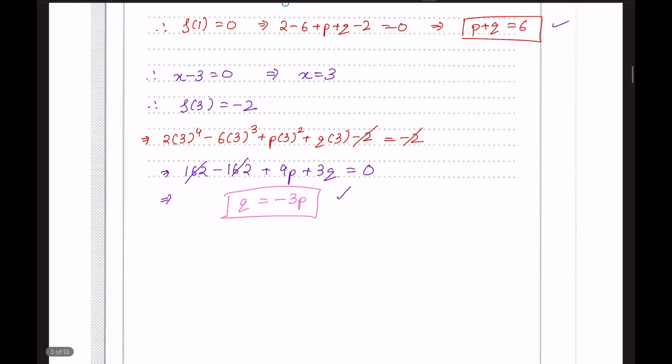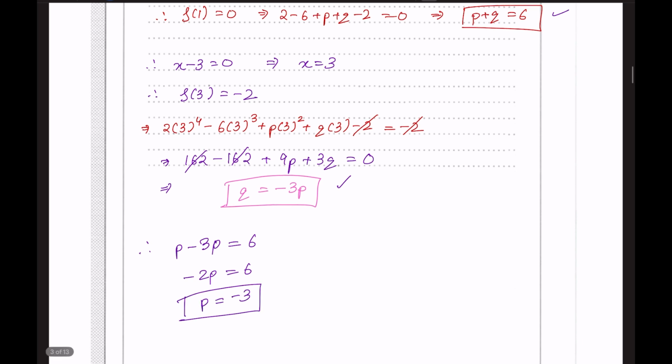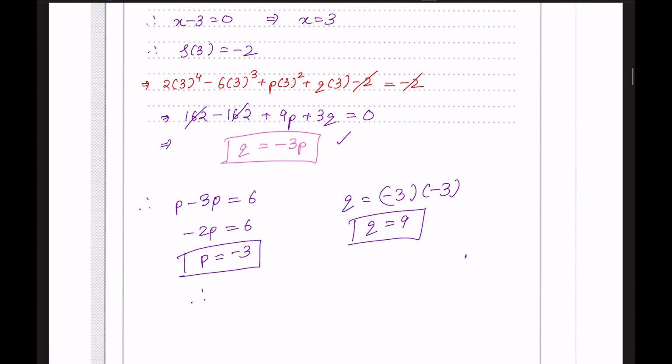So from here, I have to find p and q. So I'll just place the value of q in the first equation. So p plus q, p minus 3p will be equal to 6. Negative 2p is 6. So p would be negative 3. If p is negative 3, q would be minus 3 times negative 3, so q becomes 9. So my final answer would be p is negative 3 and q is 9.